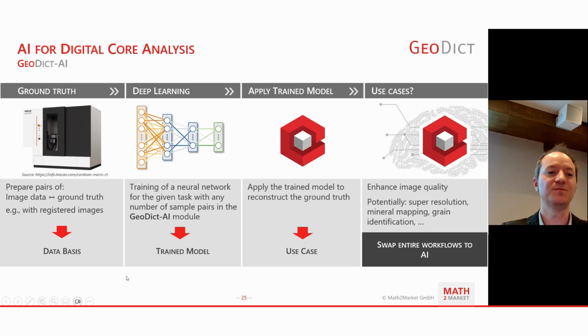Which is bringing me to artificial intelligence for digital core analysis in GeoDict. If you have a ground truth, like pairs of image data and a ground truth, you can train neural networks for the given task that you're looking at with any number of sample pairs, using our GeoDict AI module to get a trained model.